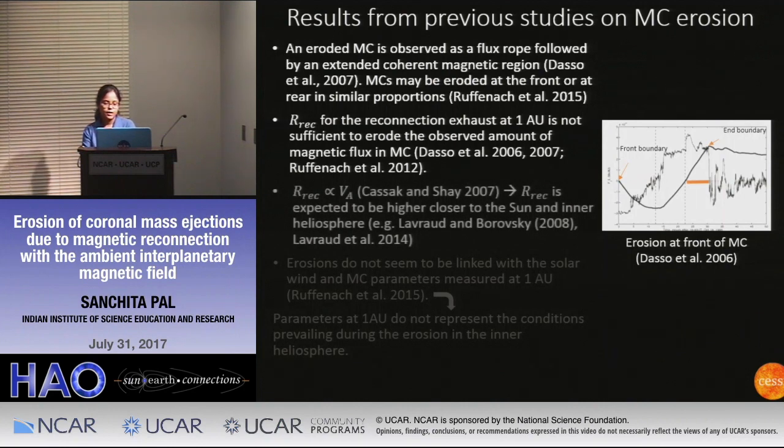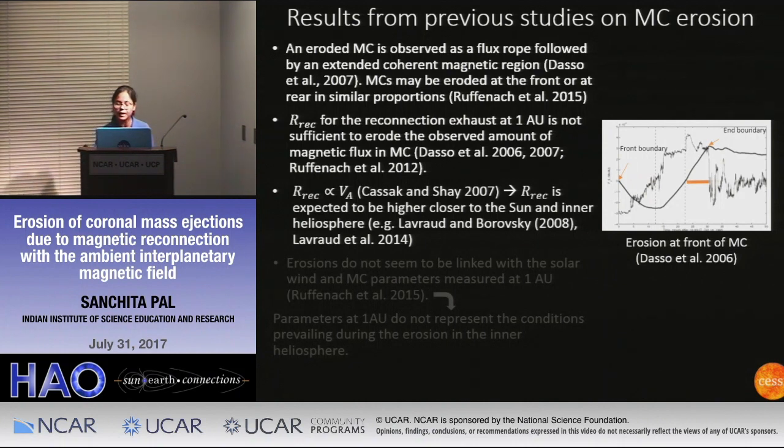The next thing is, as we know, the reconnection rate scales with the Alfvén speed, and the Alfvén speed scales with the magnetic field intensity. So as the magnetic field intensity is higher near the sun, there should be a higher rate of reconnection. This is what we know from the theory, but in observation also 2 or 3 events have been analyzed by scientists like Dasso and Rafnak.